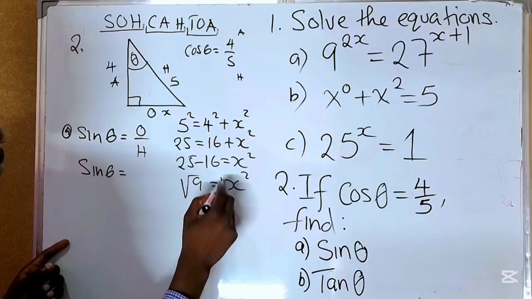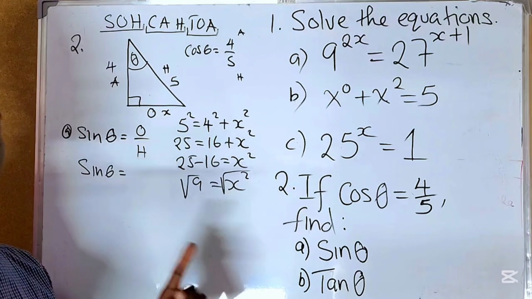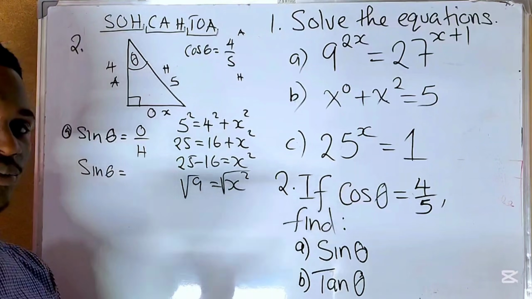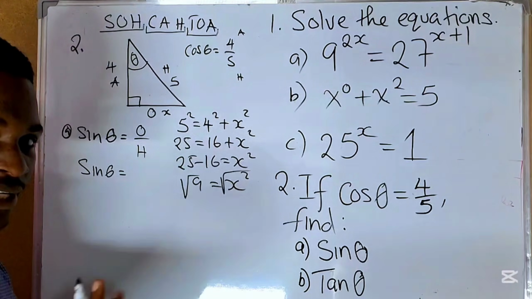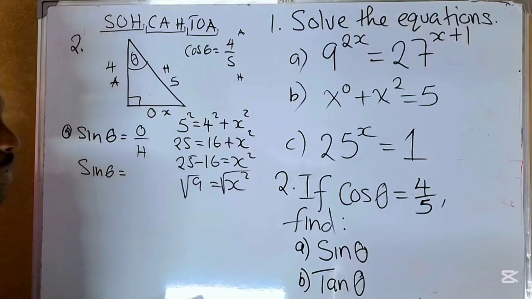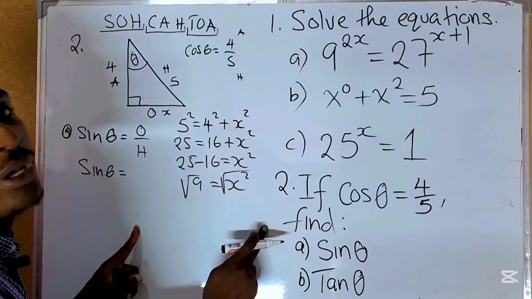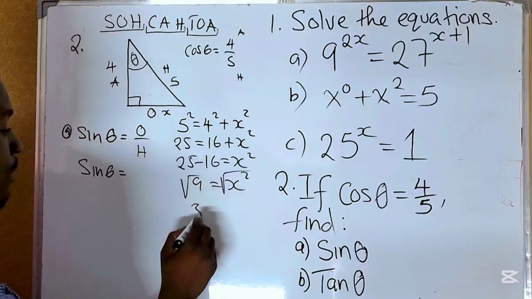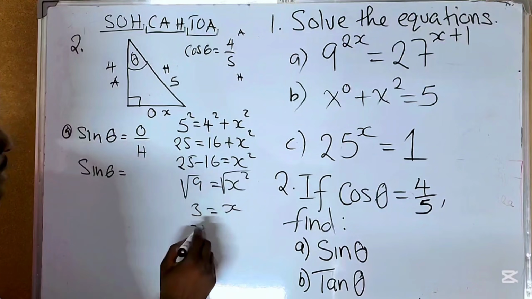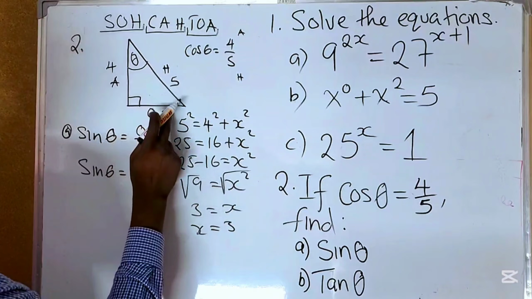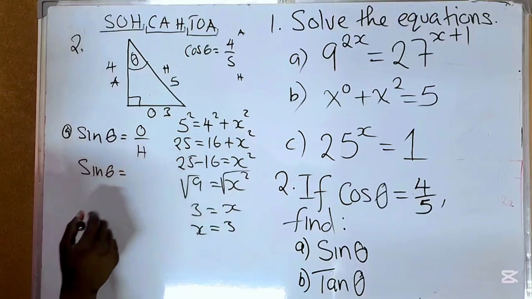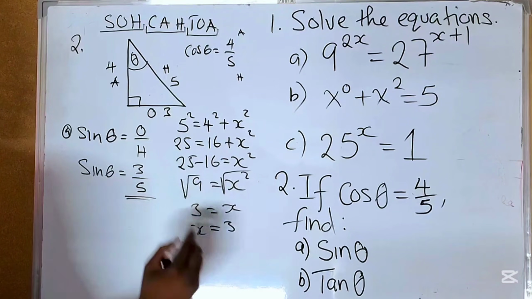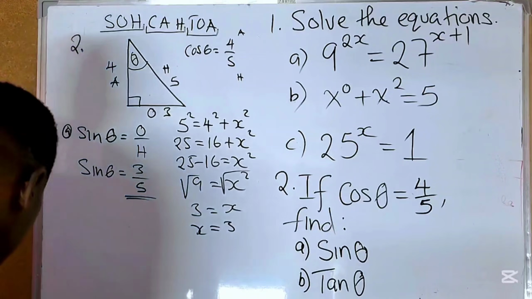You take the root of both sides. Remember what I told you previously, that when you take the square root of any number, you need to put positive or negative, except for distances. Because you can't say from here to here is negative 4 meters. No. For distances we just get the positive value. So x is just 3. So this here, x is 3. So what is the opposite? 3. Hypotenuse 5. Simple.